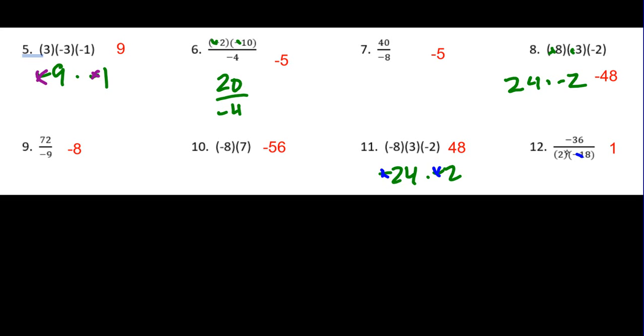Here we have to simplify the denominator first, which gets us negative 36. So we get negative 36 divided by negative 36. And the negatives, again, cancel each other out. And 36 divided by 36 is just 1.